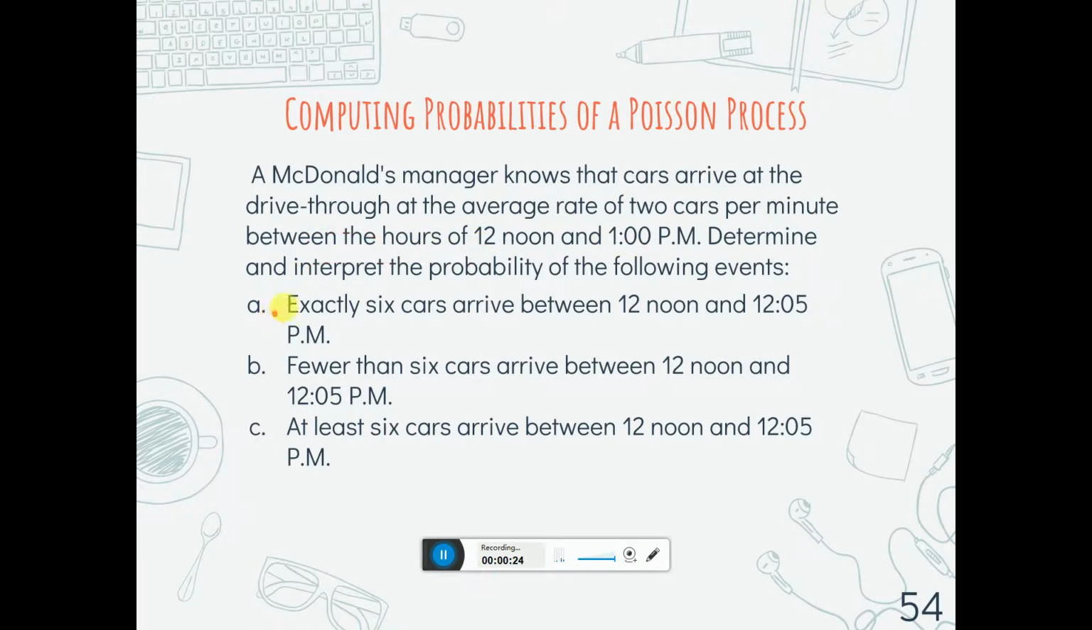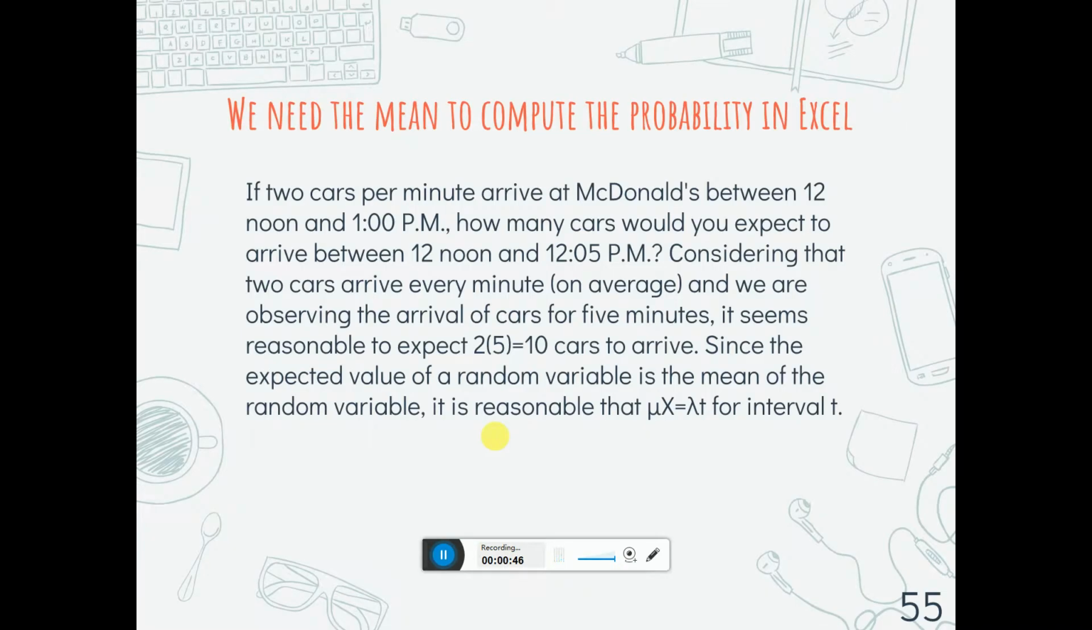They're asking us to determine the probability that exactly 6 cars come in a 5-minute interval, that fewer than 6 cars arrive in a 5-minute interval, and that at least 6 cars arrive in a 5-minute interval. If you remember from lecture, you need the mean to calculate each of these probabilities in Excel. On the next slide, we'll see that we need the mean to compute the probability in Excel.